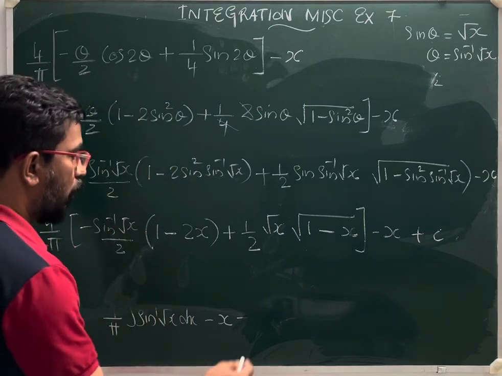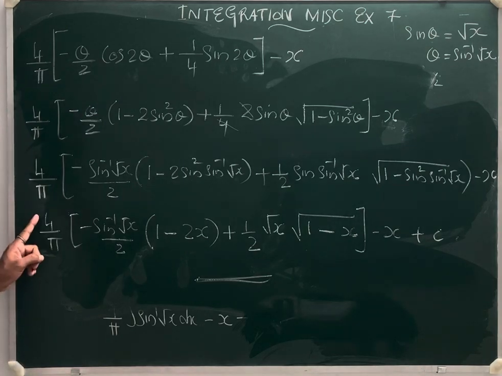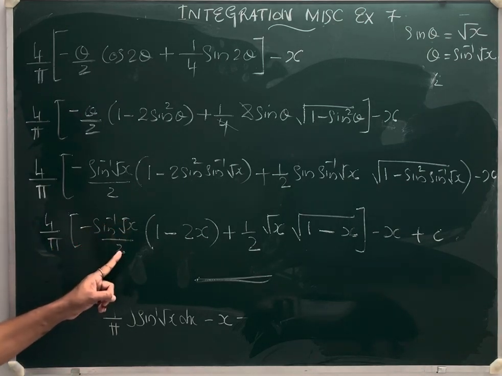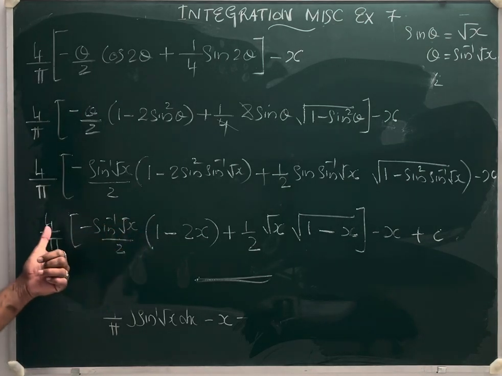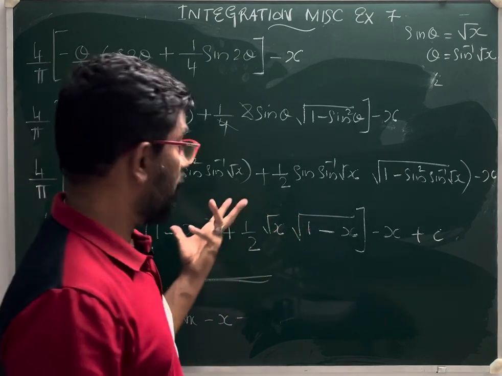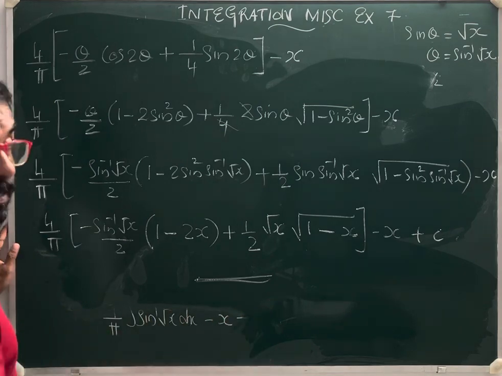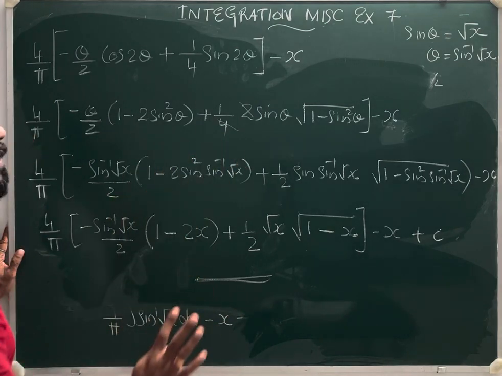So this is how we reach the final answer: (4/π − sin⁻¹√x/2). If you want, you can multiply this 4/π inside. That is possible with you also. You can do further simplification wherever it is necessary. But this is how we reach it.